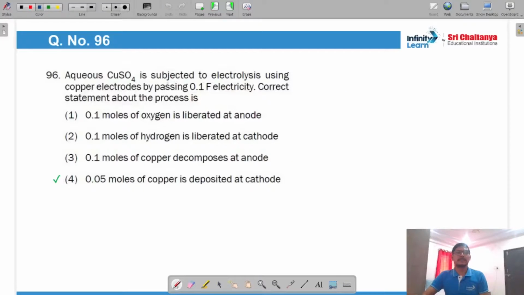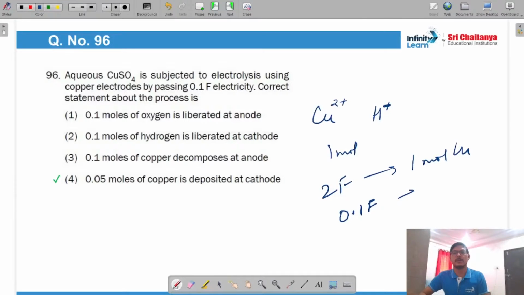Aqueous copper sulfate is subjected to electrolysis. So here a difference arises when you use copper sulfate or silver nitrate. These metals are less reactive. Okay. They have a higher tendency to undergo reduction. Now copper will be deposited at the cathode instead of H plus. Now of course copper has two positive charges. So if you want to deposit 1 mole of copper, you need 2 Faraday of electricity. So 2 Faraday of electricity is required for 1 mole of copper. So of course using 0.1 Faraday, how much can you deposit? You can calculate. This will come out to be the answer.